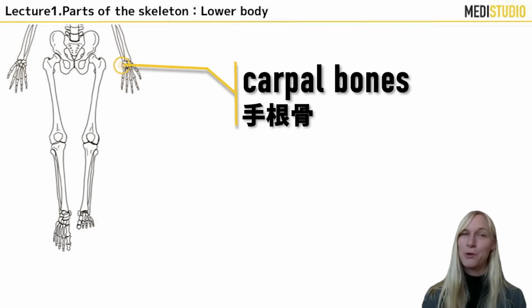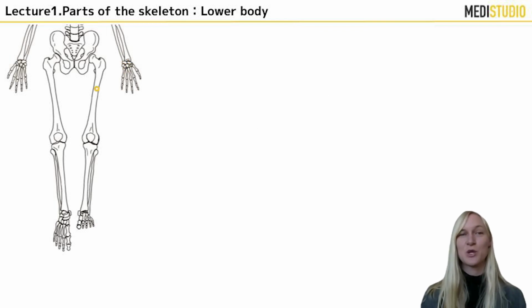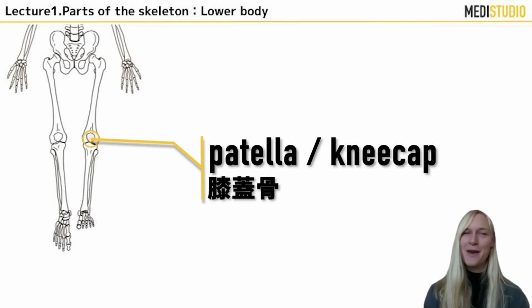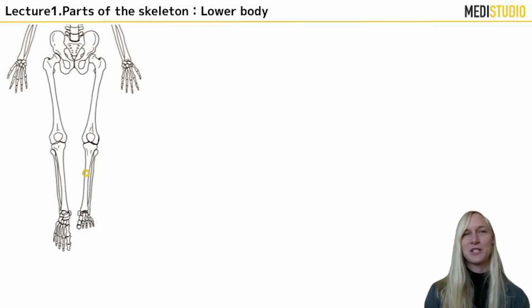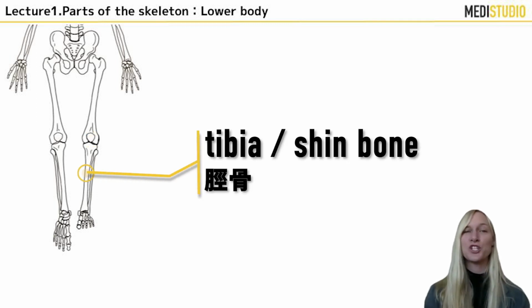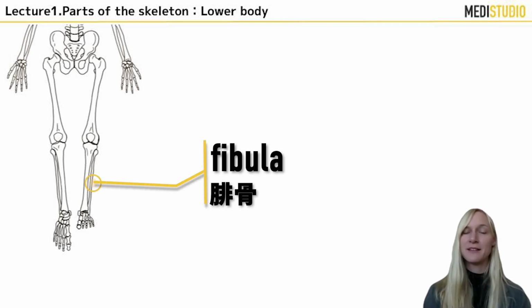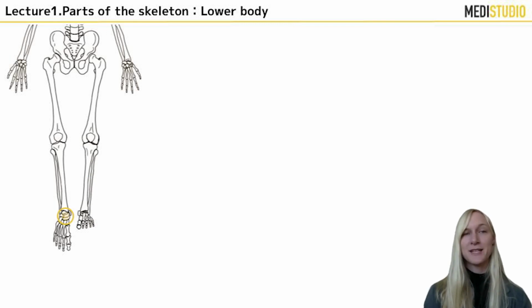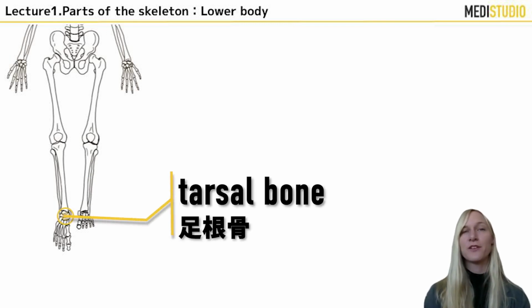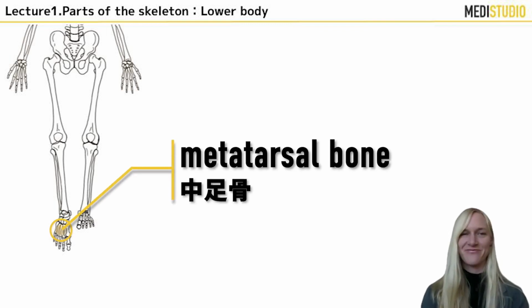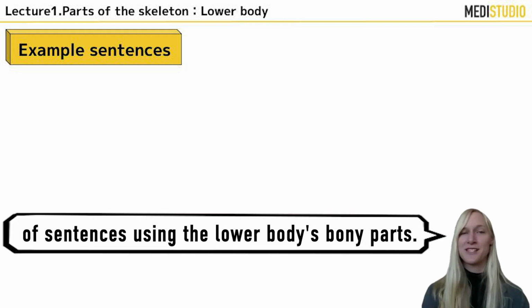23, carpal bones. 24, femur or thigh bone. 25, patella or kneecap. 26, tibia or shin bone. 27, fibula. 28, tarsal bone. And 29, metatarsal bone. Here are some examples of sentences using the lower body's bony parts.